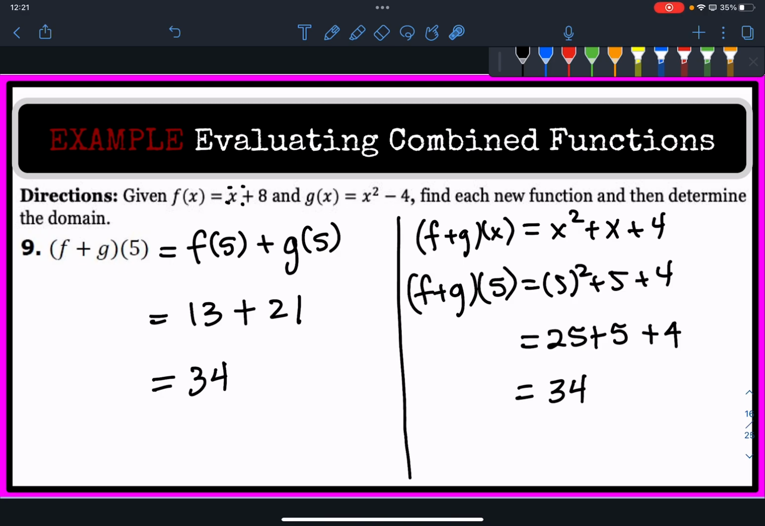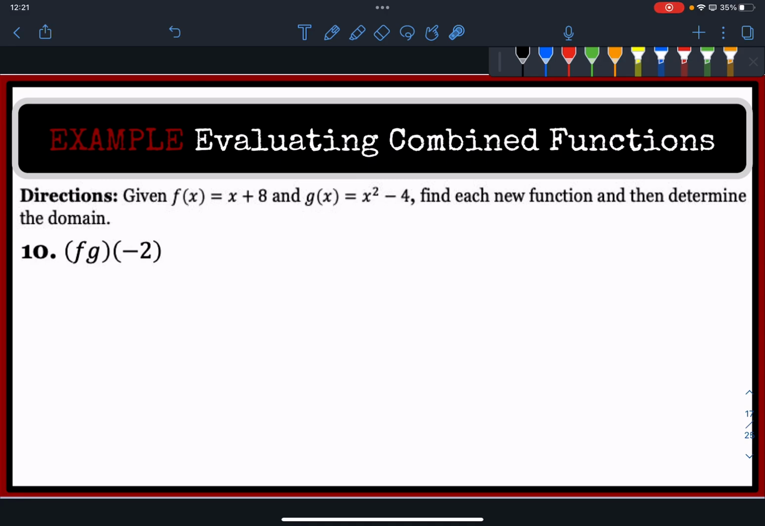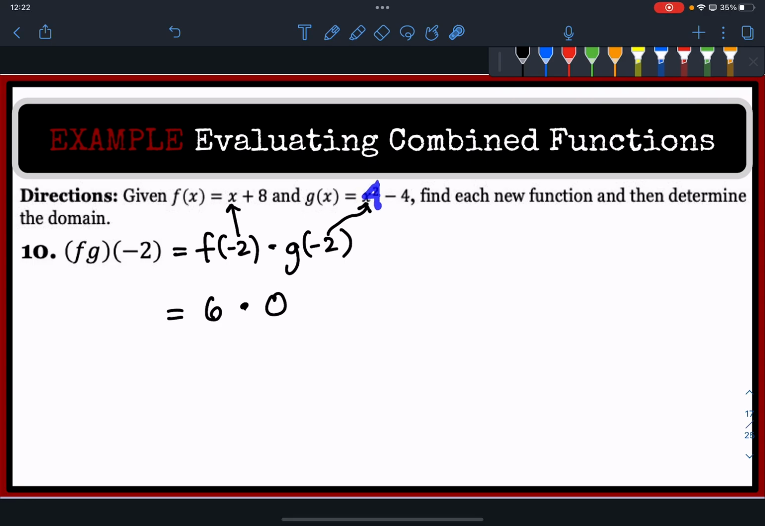So like on number 10, again, we could do it both ways, but like I said, I prefer plugging in my x value, and then in this situation I would multiply those two things. So here, if I plug the 2 into the x plus 8, that's going to give us a positive 6. If I plug in negative 2 into this one, that is equal to 0, because negative 2 to the second power is positive 4. So 4 minus 4 is 0. And multiplying 6 times 0 is, again, 0.